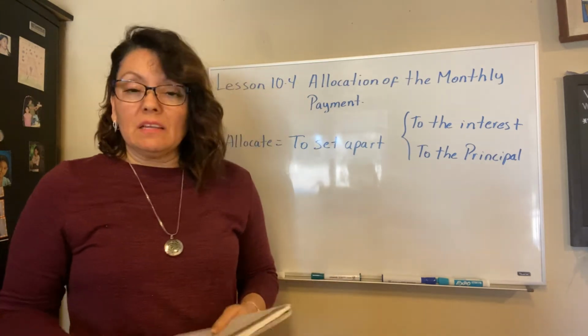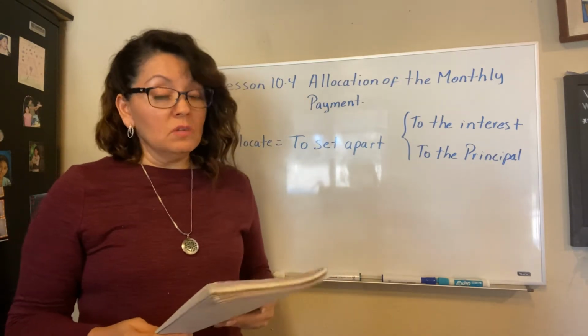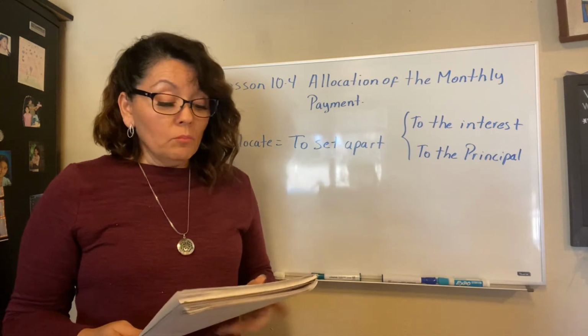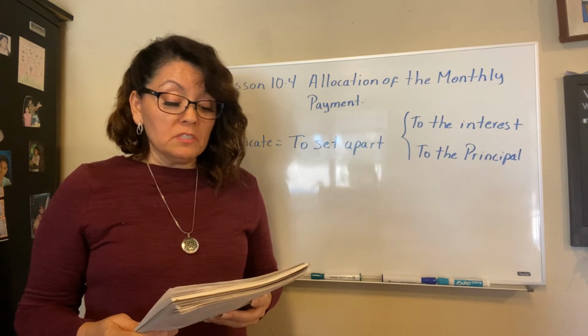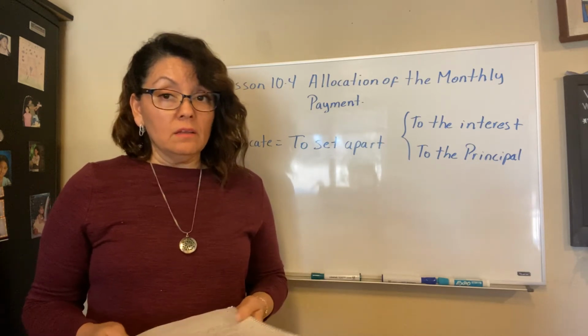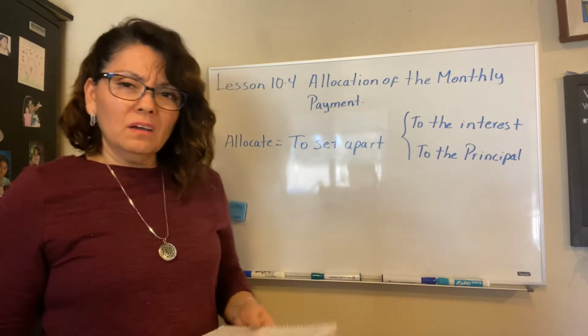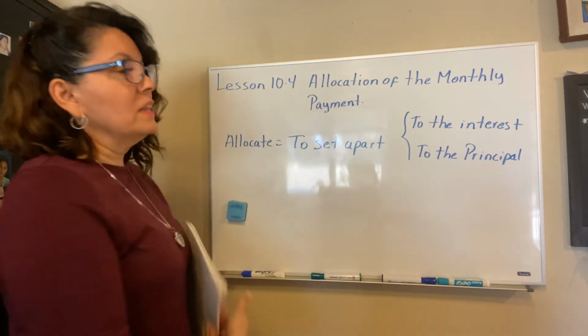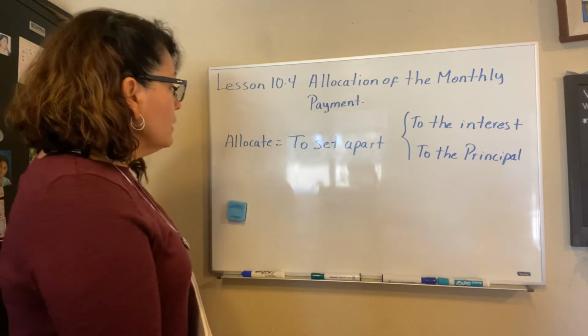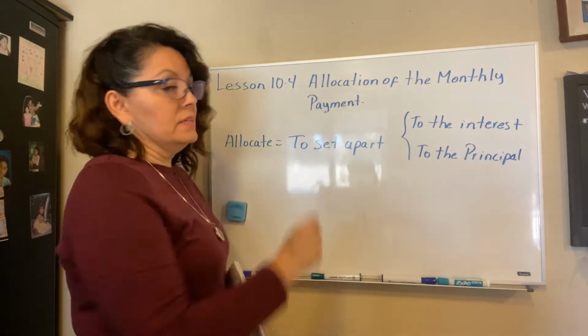What is the objective for this lesson? The student will be able to compute the allocation of the monthly payment to the principal and interest and the new principal. And you're like, what does that mean? It means, first we're going to learn what allocate is. Allocate is to set apart.